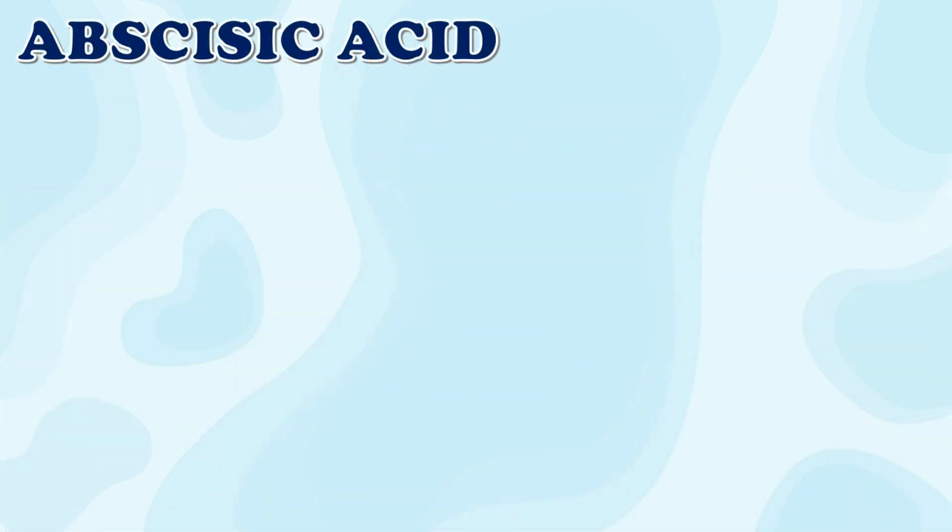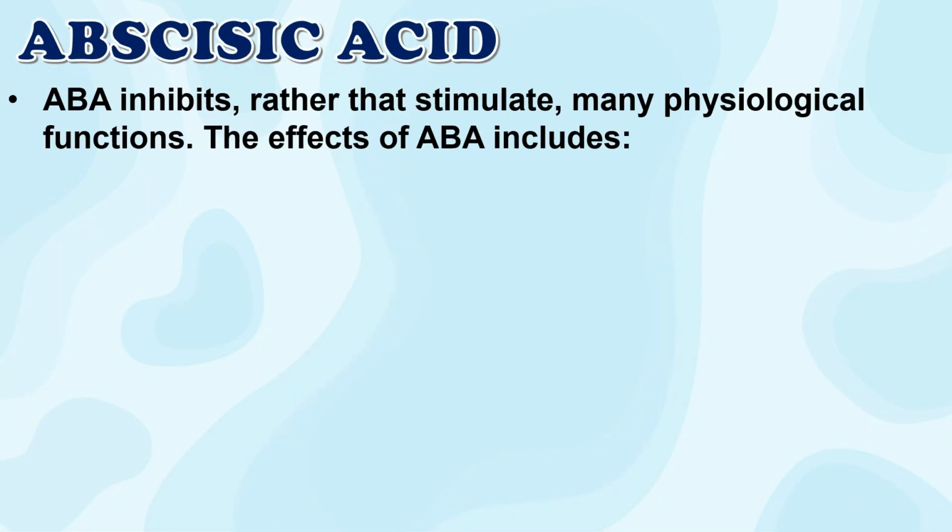Next, we have abscisic acid. ABA or abscisic acid inhibits. So, when we said inhibits, pinipigilan po yung growth ng isang plant or kung anumang part nun. Ayan, rather than stimulate. Many physiological functions po yung kayang inhibit ng abscisic acid.